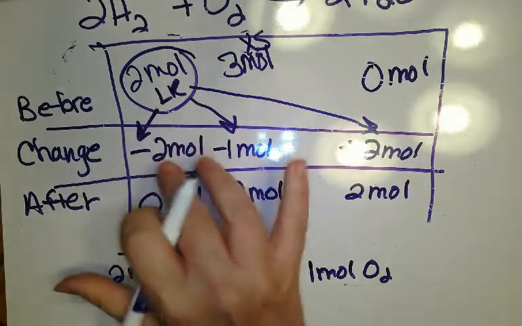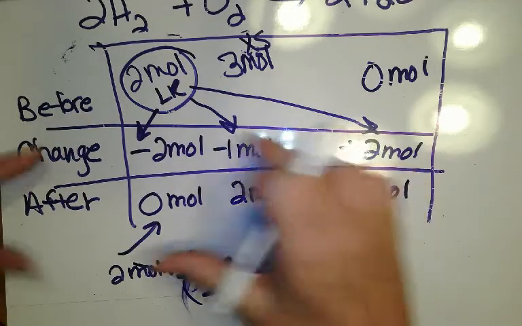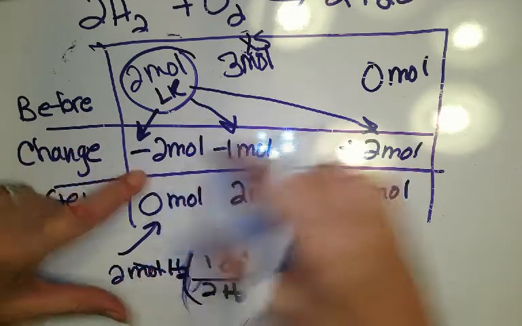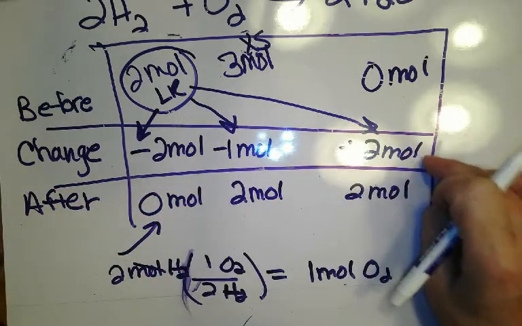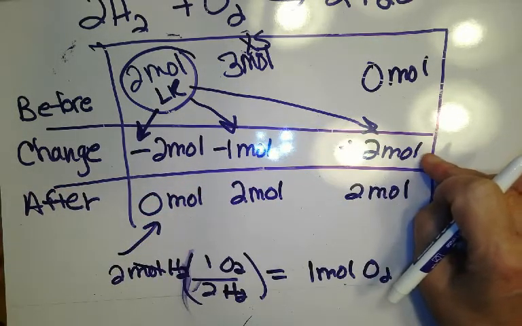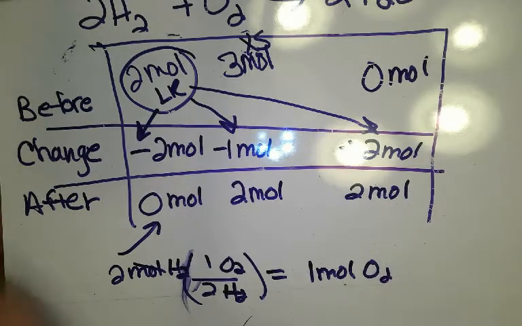So this BCA chart tells you before, this is what I have. What's changing? 2 moles are going away of hydrogen, 1 mole is going away of oxygen, and 2 moles are forming on my product side, which is for the water, and after is just what's left in that beaker.